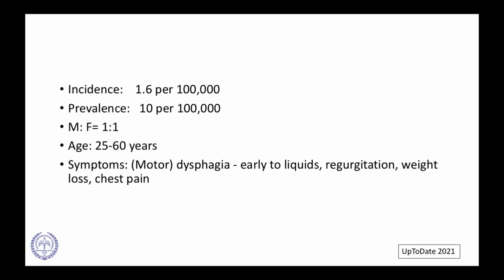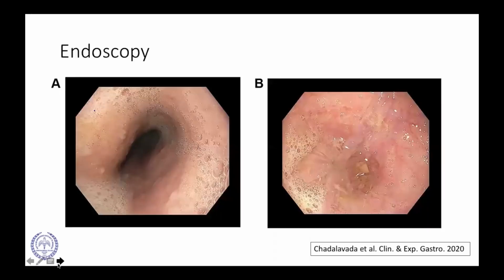The symptoms are predominantly those of motor dysphagia, where there is difficulty to swallow early for liquids. There can be regurgitation, weight loss, and chest pain. The endoscopy would show a dilated esophagus with the pooling of salivary secretions, the presence of food residues at times, and a lower esophageal sphincter that appears tightly shut.